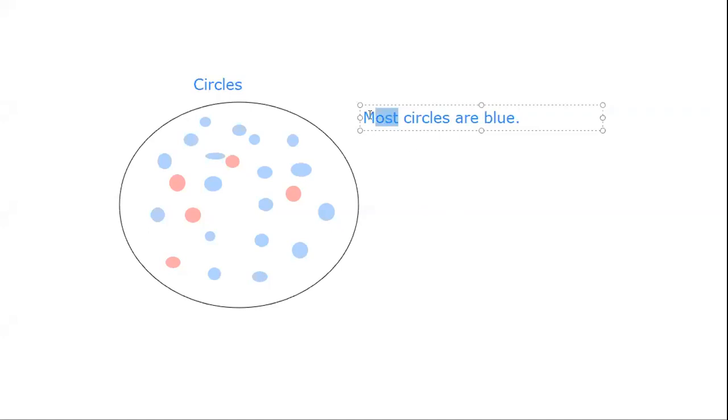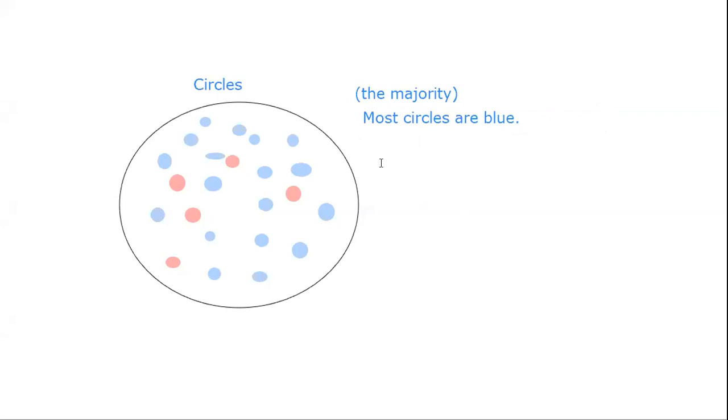Basically, what most means is like 80% of the circles, or the majority of the circles. That's what most means, like the majority. But you know that that is around 80%. Okay? So most circles are blue.